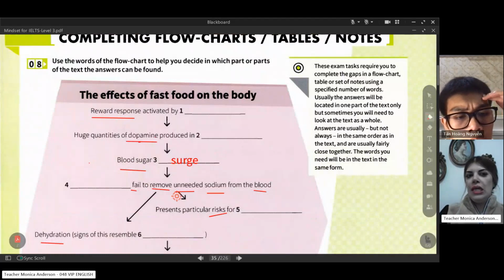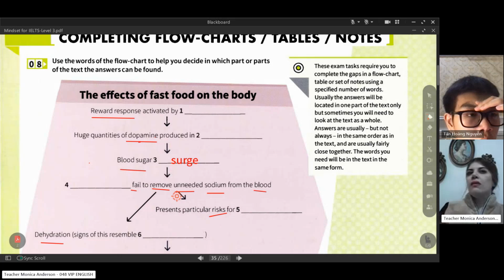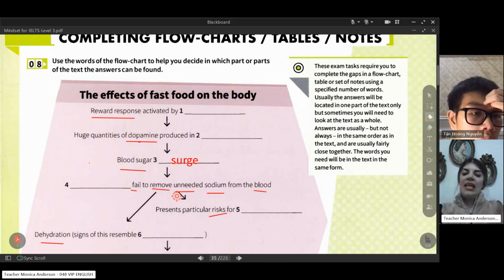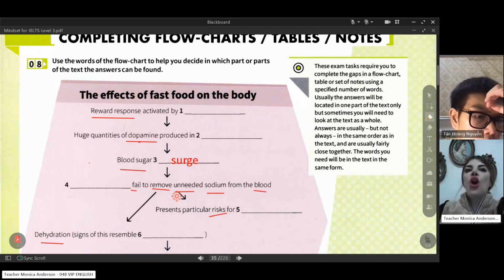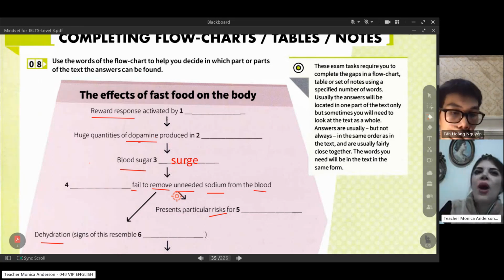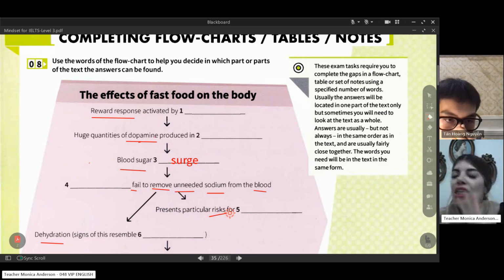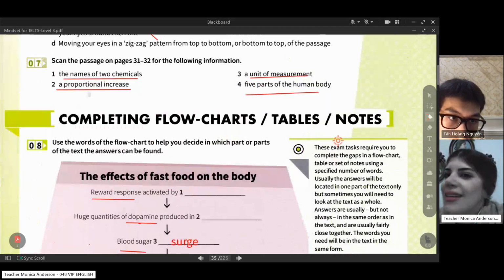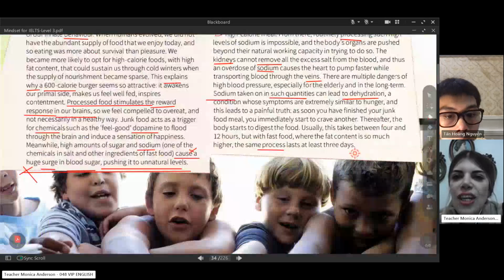No. Something, someone failed to remove unneeded sodium. So when they get something like overdose, more than enough, unneeded sodium, they can't remove. So what? Maybe a part of the body. Okay, so let's check. So dehydration can't be. You could find the place of the answer, it's okay, but that wasn't the answer. Let's check it again.